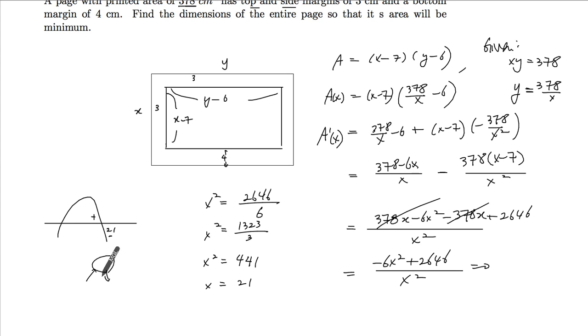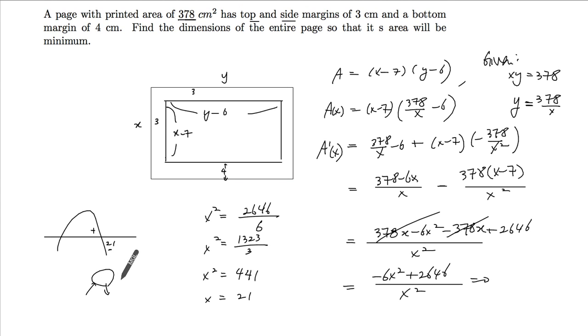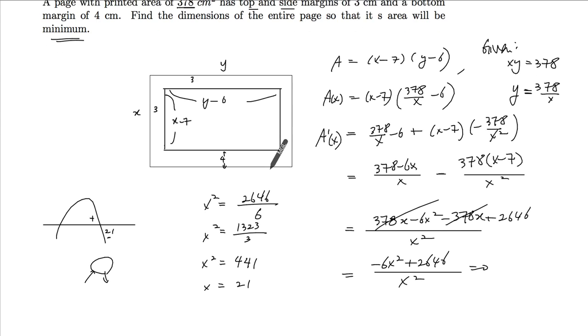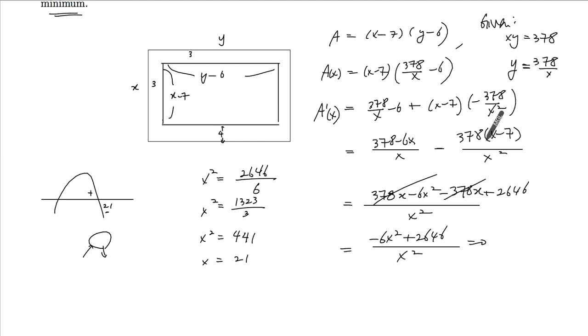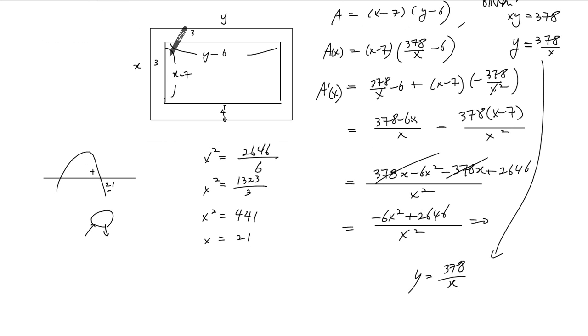So that actually gives you a local maximum. But we want to minimize this. Okay, so for minimum, we have to consider the endpoints. So let's go back to here. Right, so we have y is equal to 378 over x. Now, the restriction for x has to be clearly greater than 3 plus 4, which is 7. And y actually has to be greater than 6.